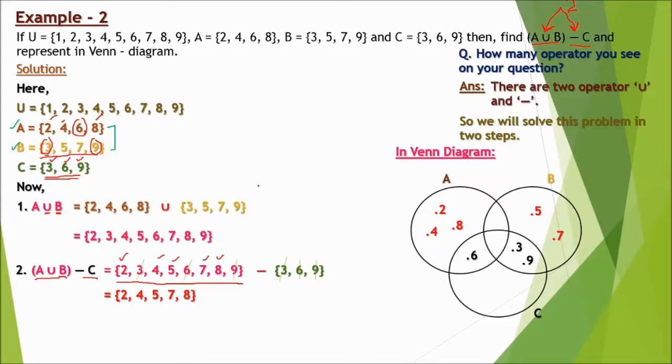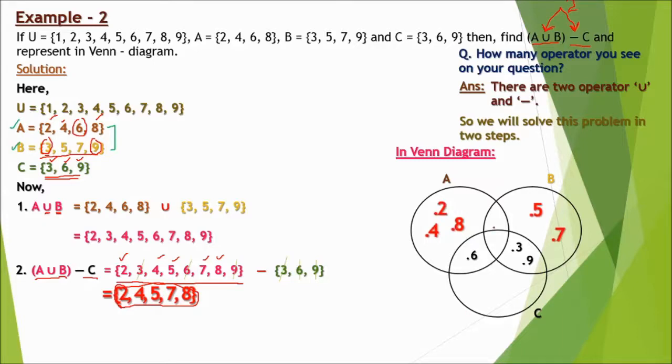Okay. Now where are these elements in the Venn diagram? 2, 4, 5, 7, 8. Where is 2? Where is 4? Where are 5, 7, 8? Where are these elements in the Venn diagram?